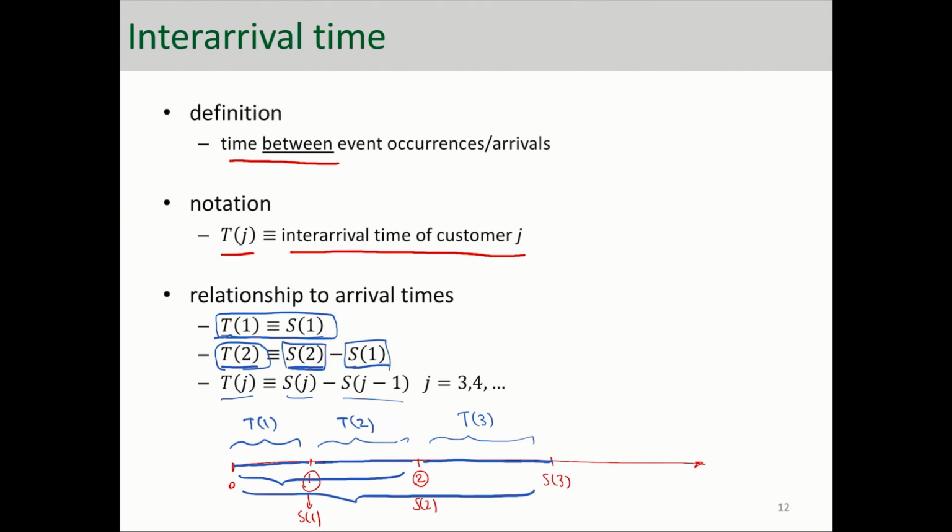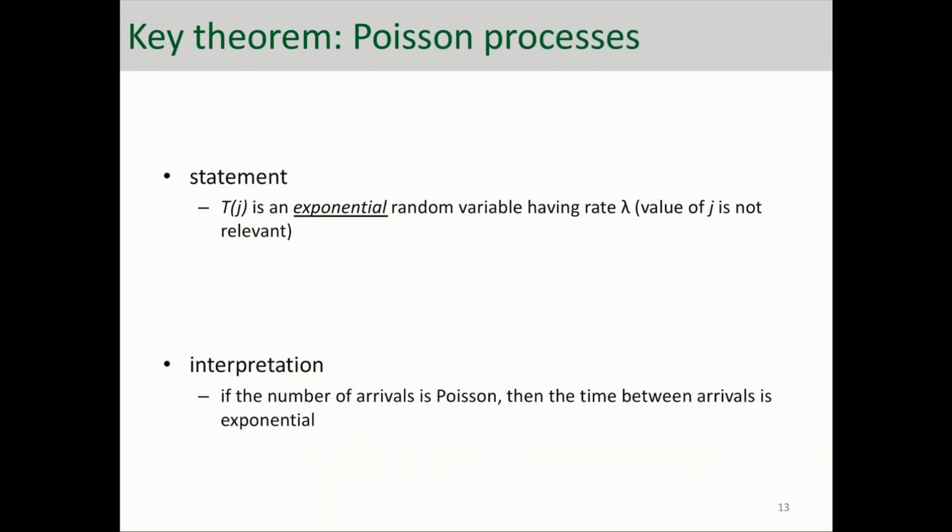So why are we talking about this? The reason that we're talking about this is that this random variable T, inter-arrival time, follows a different distribution. It's a different random variable, and that is an exponential random variable.